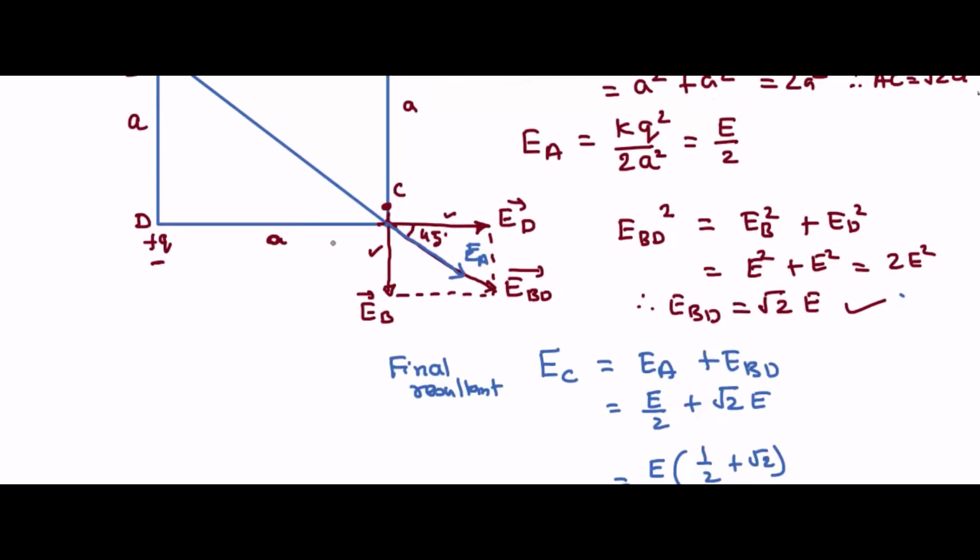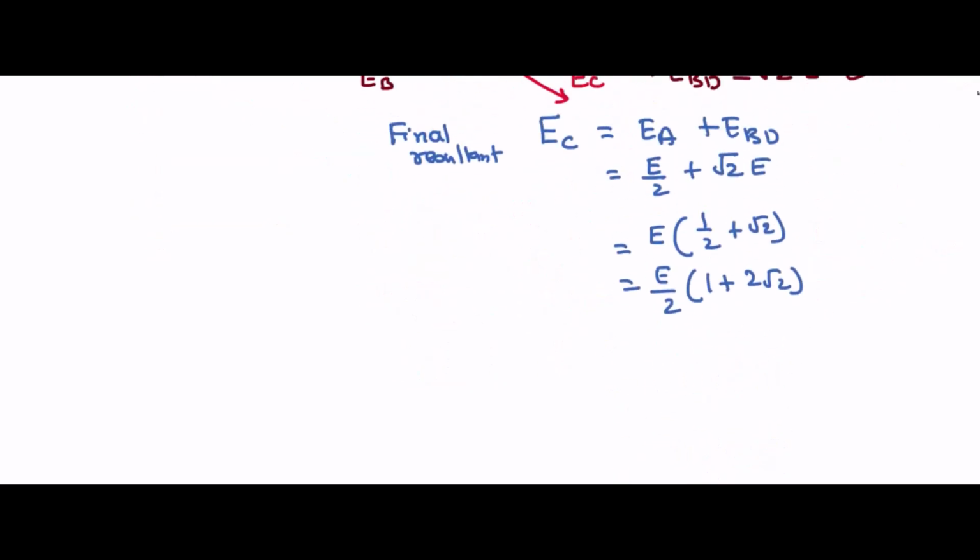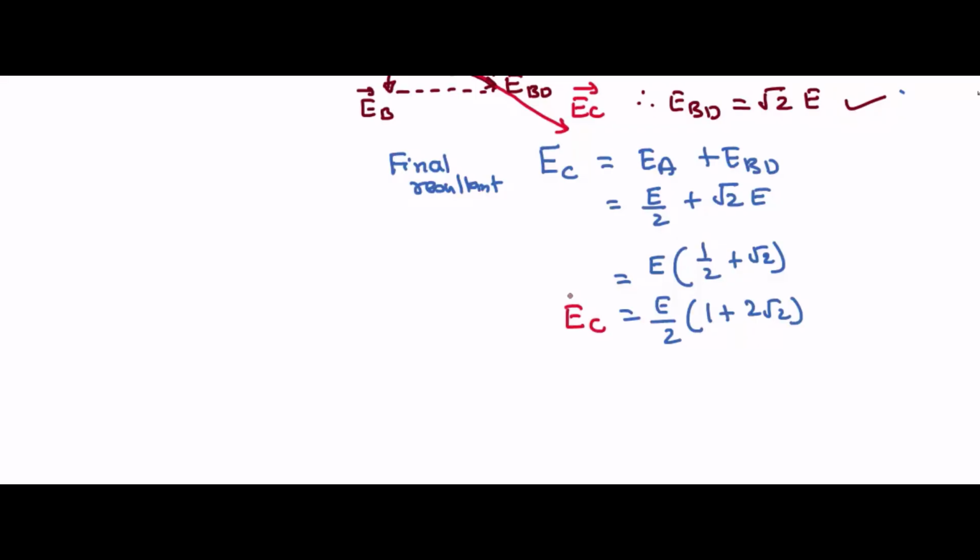As far as direction is concerned, it will act along this. So I will show it in another color. I'll use the red color to indicate the resultant of EA and EBD. It will act along the same line and it will get added up. So this will be EC, the final resultant of these vectors. So let me repeat again. We have found out the direction, it is along this line, and we have also found out its magnitude. This is EC, the magnitude of EC.